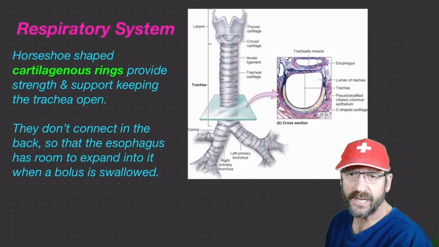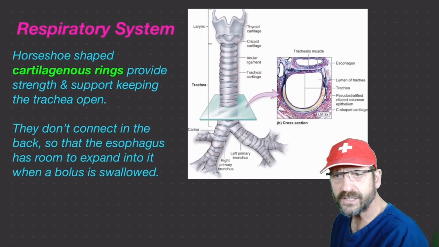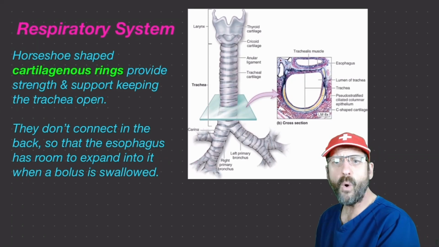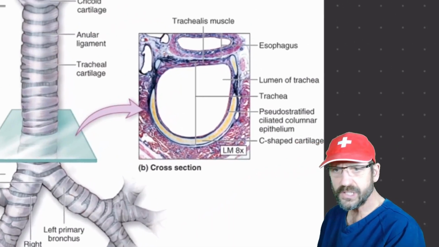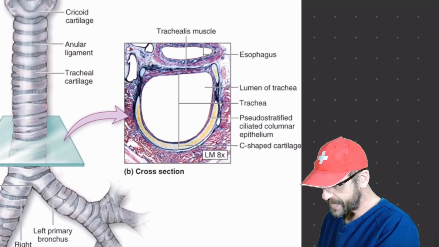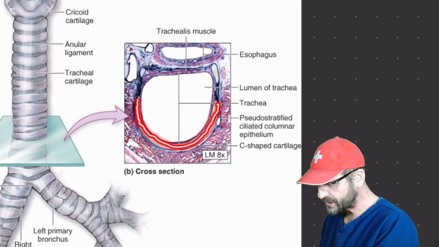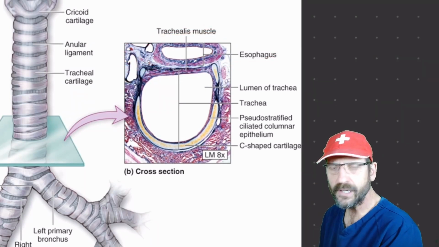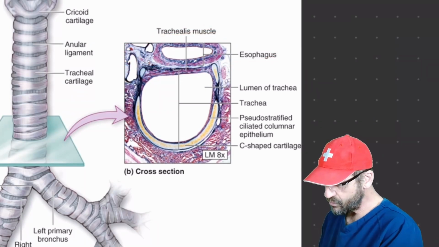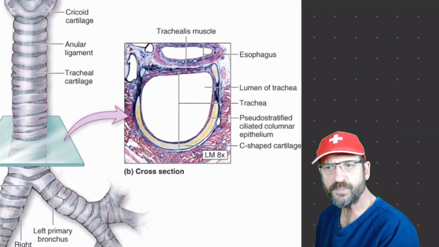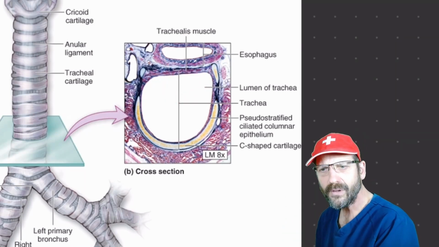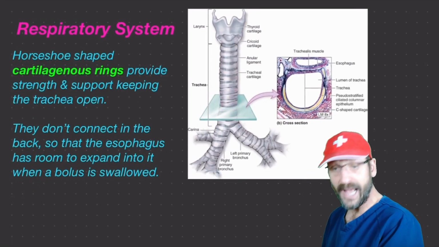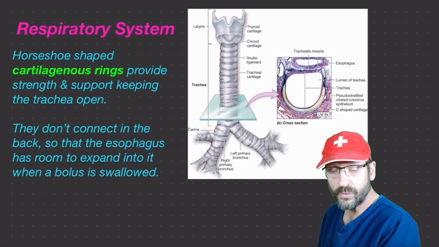shaped rings because they don't connect in the back, and the reason is so that the esophagus has room to expand into it when a bolus is swallowed. And you can see that right here. You can see how the ring here, that's the cartilage ring, that's the tracheal ring. And back here, you see the esophagus, that's in the back posteriorly. And when we eat some food, that bolus goes down and the esophagus can expand into it and the food can go down. Otherwise it'd be like ripples going down, and that would be kind of weird. But that's pretty ingenious. And then in the front, those are covered up.